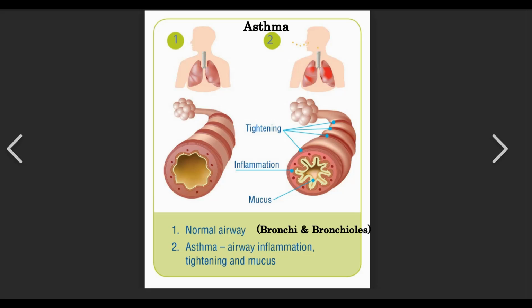What is asthma? In asthma, the airways, that is the bronchi and bronchioles, are narrowed and swollen. If you look at the picture, this is a normal airway. During an asthma attack, the airways are swollen. You can see it's swollen, and the lumen, the space, is narrowed. Along with it, there is excess mucus production.